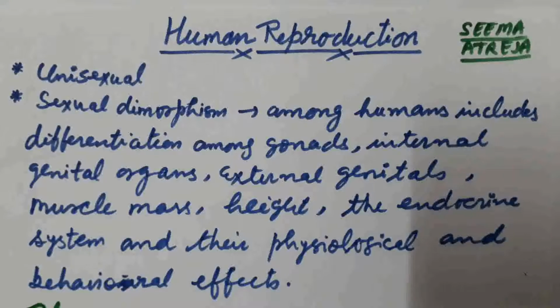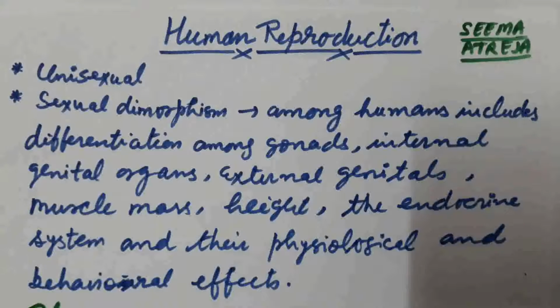Students, in this video we are going to start the new chapter, human reproduction. Before going to discuss the content of human reproduction, there are two terms which we need to understand. The first term is unisexual and the second is sexual dimorphism. Human beings are unisexual and they also show sexual dimorphism.